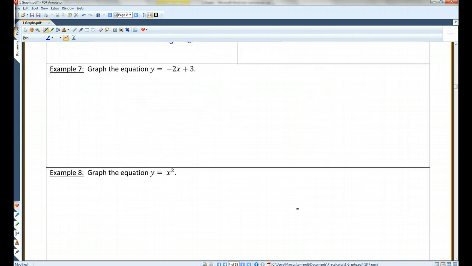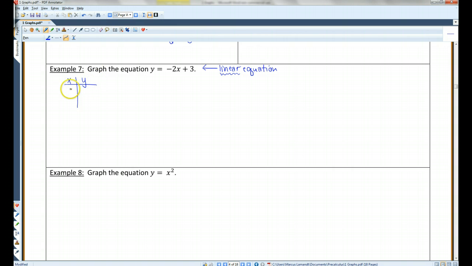Alright, graph the equation y equals negative 2x plus 3. There are lots of different ways you can graph a linear equation. Hopefully you guys can see that this is a linear equation. The word linear means that it makes a straight line. So whatever graph we get, it should be a straight line. I'm going to graph this by plotting points.